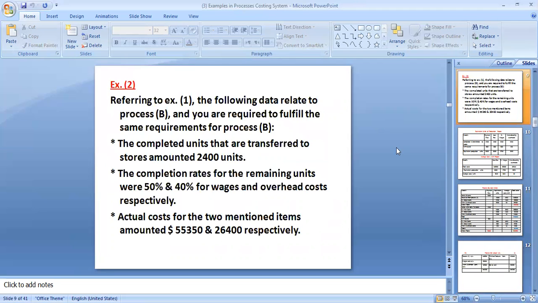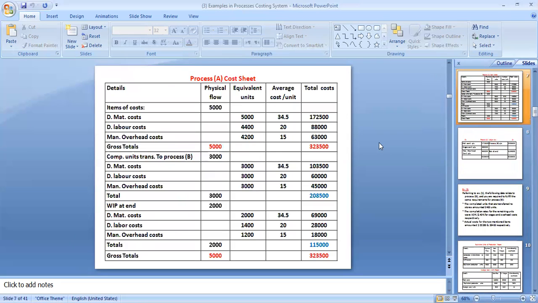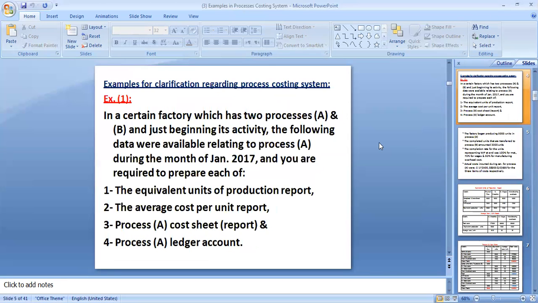We are going to explain exercise 2 next lecture, inshallah. But I may give you an idea about it now. I will explain it from its beginning quickly. He told me that in a certain factory which has two processes A and B, and is just beginning its activity, the following data were available relating to process A during the month of January 2017, and we are required to prepare each of the equivalent units of production report, average cost per unit report, process A report, and process A ledger account.